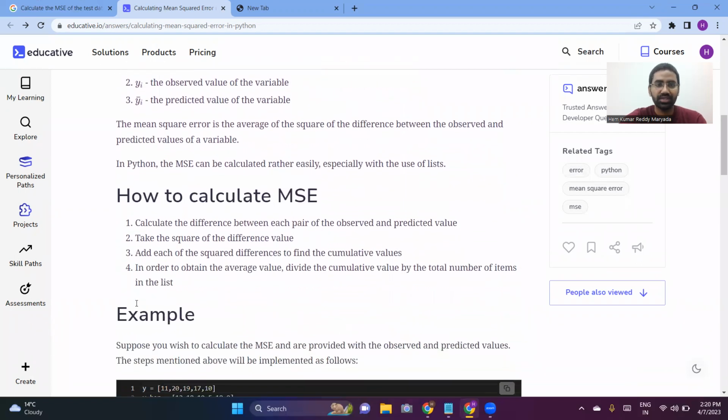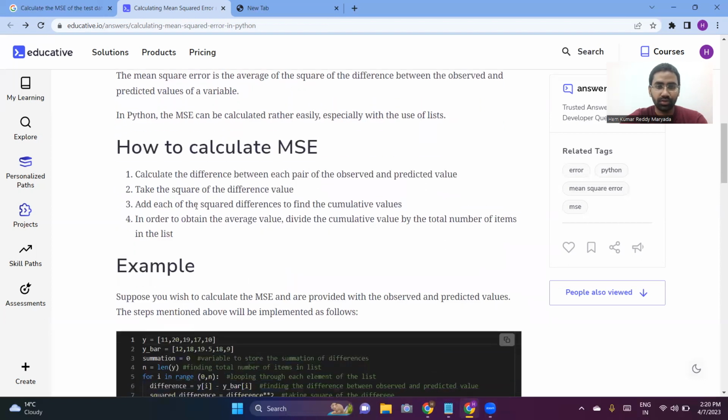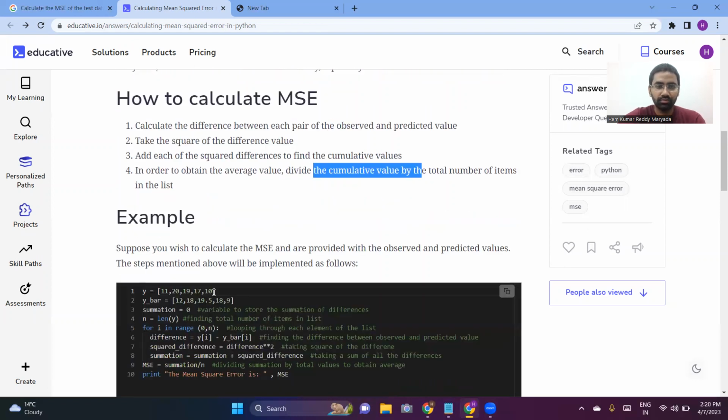How to calculate MSE? Calculate the difference between each pair of the observed and predicted values. This is called the error. Take the square of the difference. Add each of the squared differences to find the cumulative value. This is the numerator. In order to obtain the average value, divide the cumulative value by the total number of items in the list. Divide the numerator, the aggregation of squares of errors, by the denominator. I think you got it.